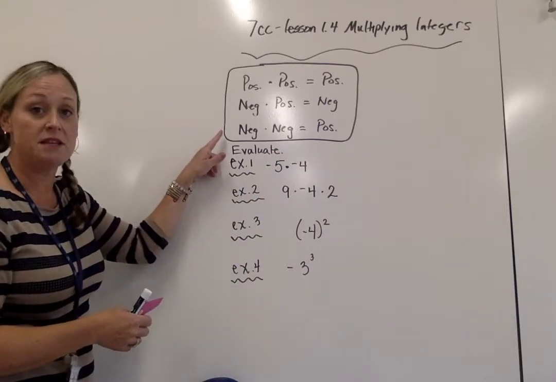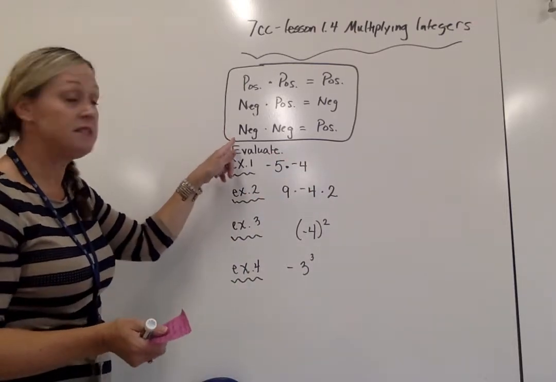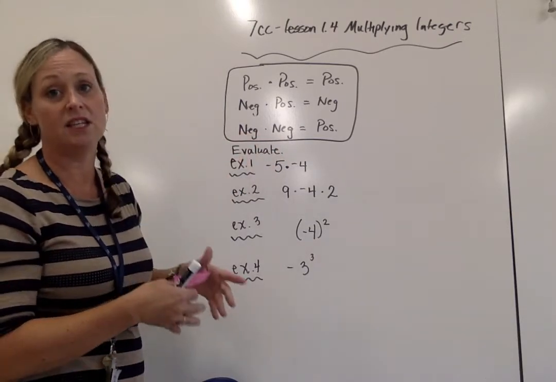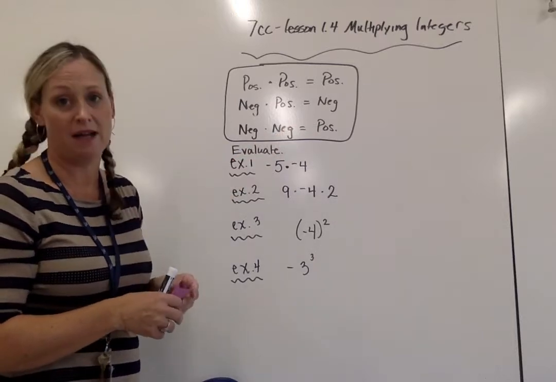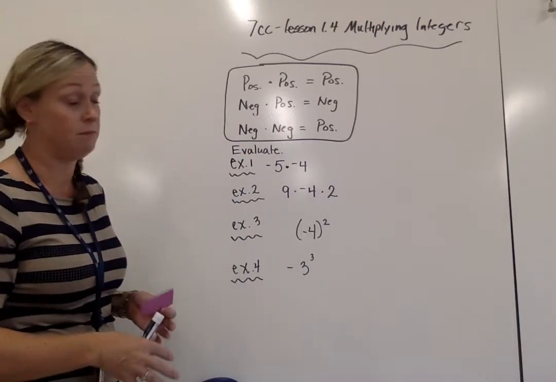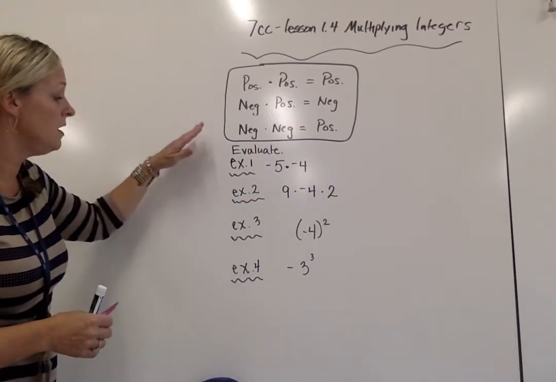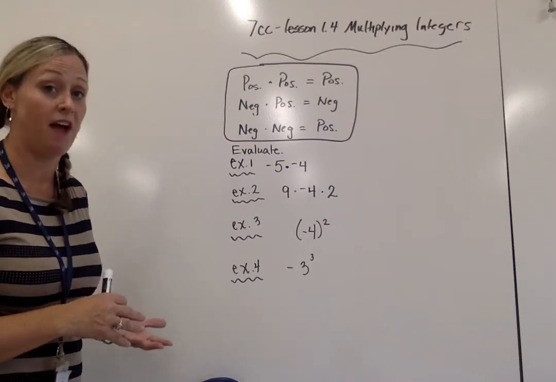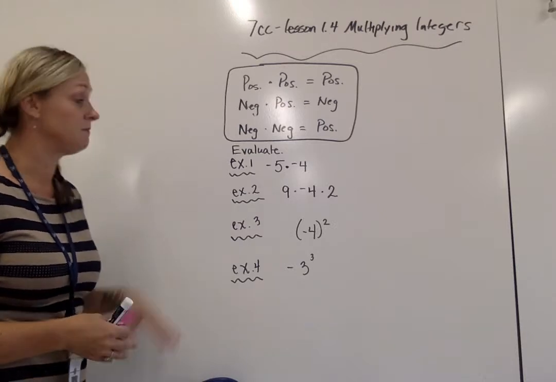A negative times a negative is a positive. The opposite of a number times the opposite of a number, those two opposites cancel each other out, leaving a positive. Let's go through some examples. In examples 1 through 4, we're going to be evaluating. Another way to talk about it would be to simplify. It may say find the product as well.